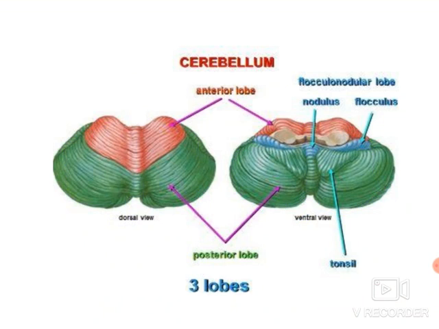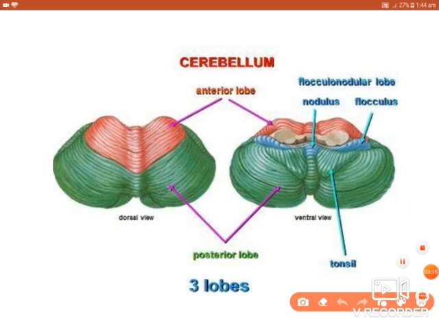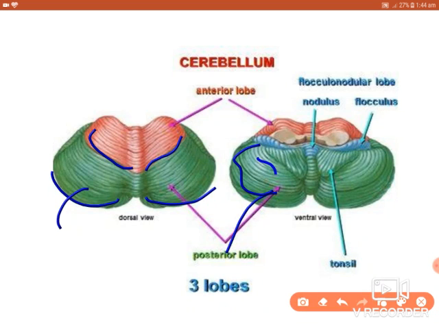Then coming to the lobes and the fissures. Importantly, there are three fissures. Here you can see this is the primary fissure. Here we get the horizontal fissure, which separates the superior from the inferior surface. So this is the inferior surface and this is the superior surface. Then, as I told, this is the vermis. These extensions form the cerebellar hemispheres or lateral hemisphere.